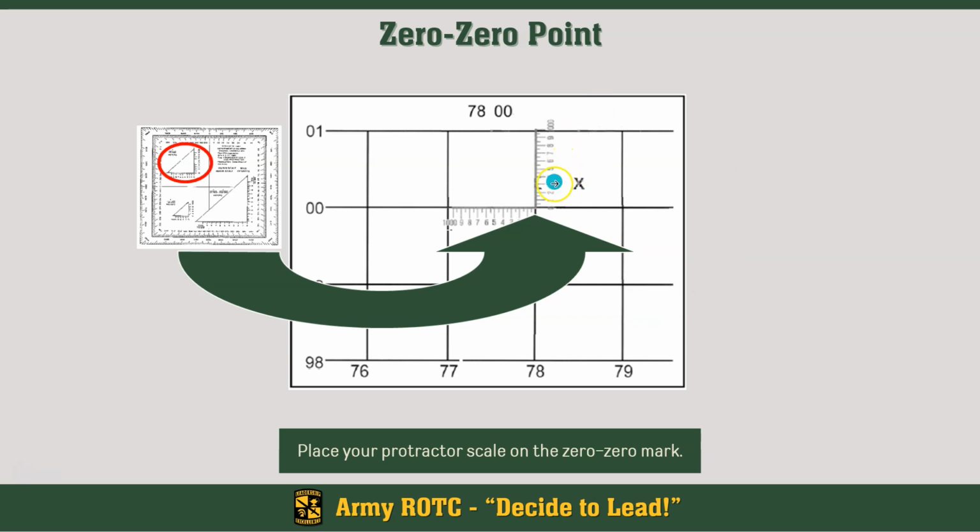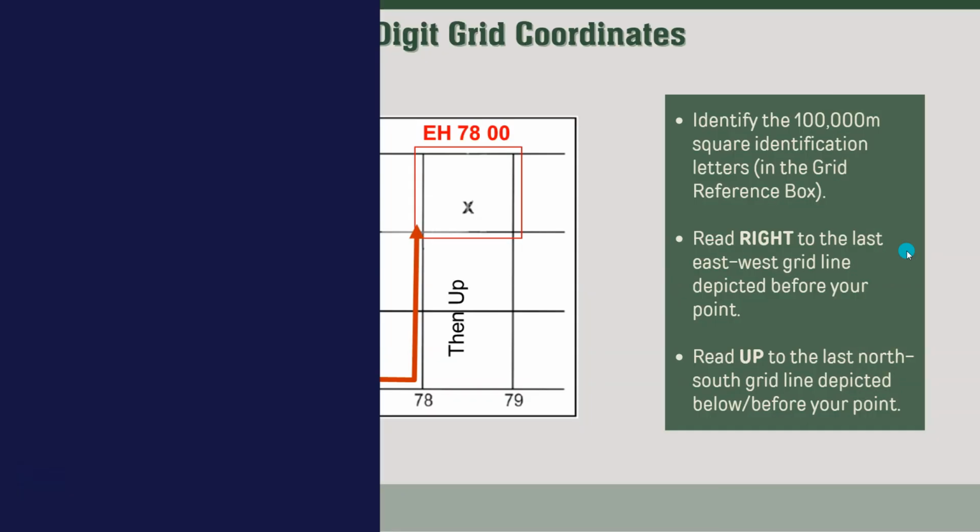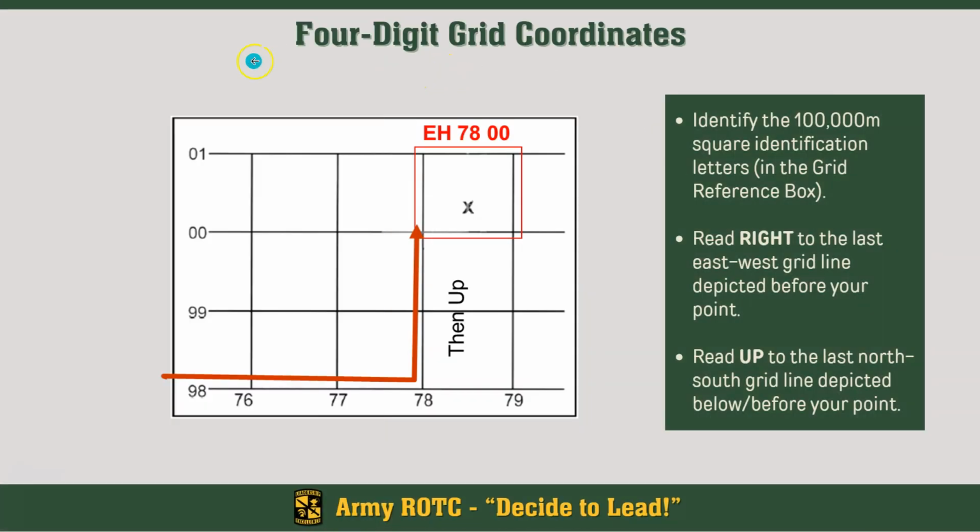We're going to go back and we're just focused on this point right here where we're in 7800. So that's your 4-digit grid coordinate. To figure that out, like I said, you're going to identify the square identification letters in your grid reference box. You're going to read right to the last east-west grid line depicted before your point. So that would be this one, right? This is the last one before your point.